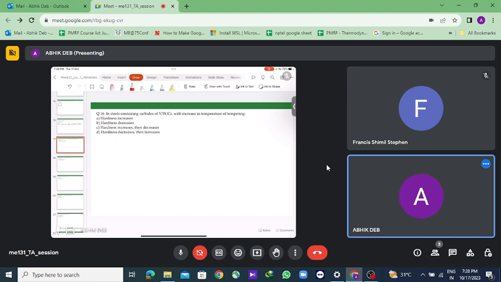And similarly, toughness also will start increasing till this point, and then the toughness will almost be constant. Okay, so the correct option will be hardness decreases and then increases. So the answer is option number D. So if there is any doubt, you can ask.